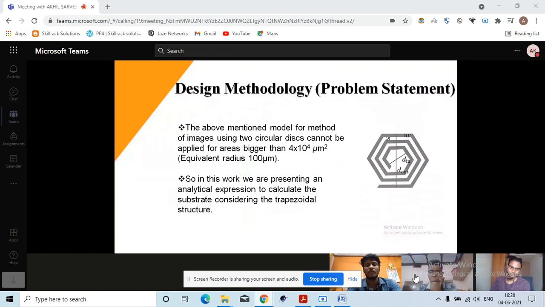The problem statement is that the above mentioned model uses two circular disks, and the method cannot be used for areas bigger than 4 into 10 power 4 micrometer square, which is equivalent to a radius of 100 micrometer. So in this work, we are presenting an analytical expression to calculate the substrate capacitance, considering a trapezoidal structure instead of the two circular disks. Next page.